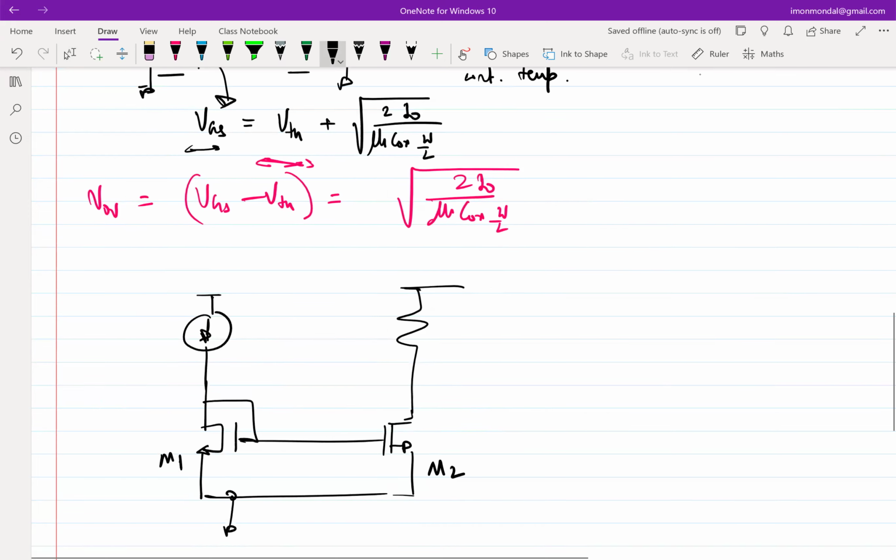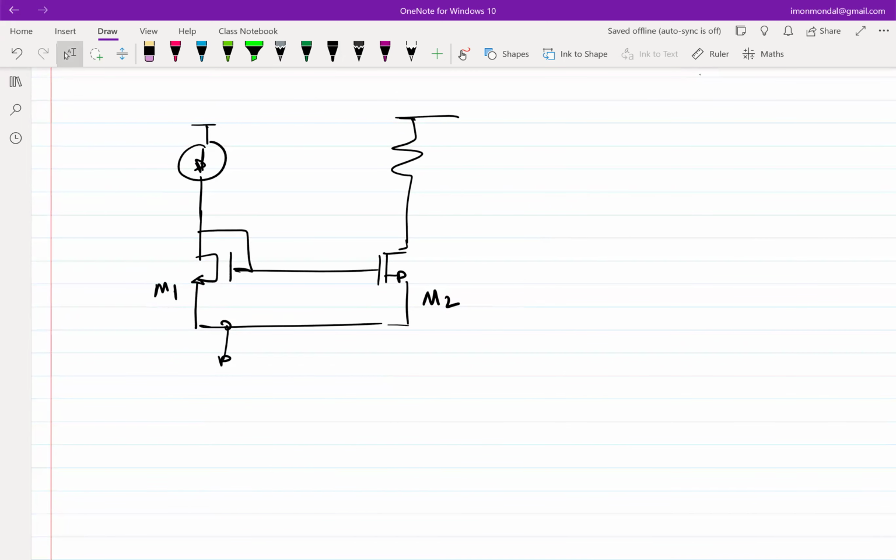Okay, so let's assume the transistor is in saturation. Just like in a common source amplifier, we assume many things and then figure out a way of finding the component values. So let's assume the transistor is in saturation.